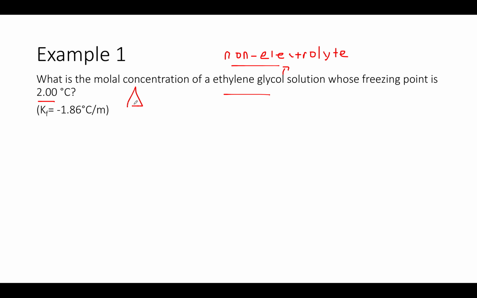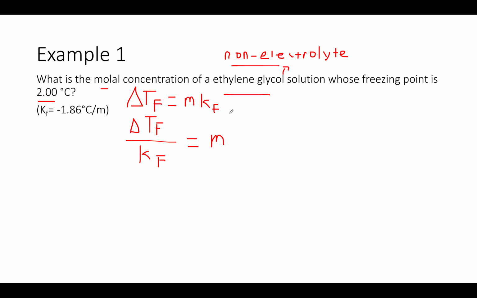Well, the freezing point depression formula says that the freezing point depression equals the molality of the solution times the Kf, the freezing point constant. So we're looking for the molality here. So if I manipulate the formula to get molality by itself, I get the freezing point depression divided by the freezing point depression constant equals the molality. So now I sub in my numbers.